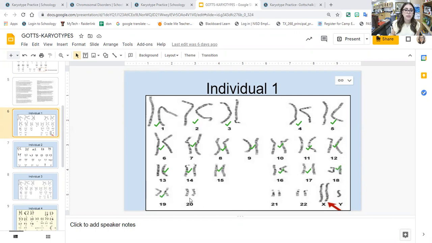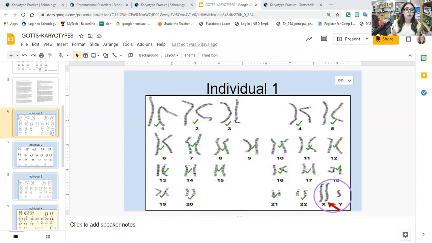Continue to go through this. Now, clearly here on this last pair, I have 1, 2, 3. I have 2 X's and a Y.